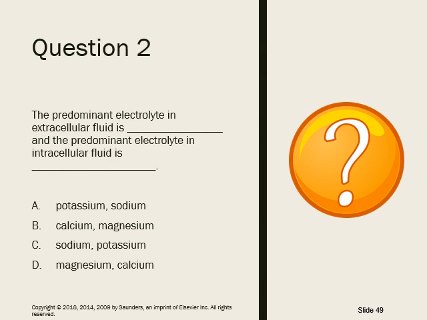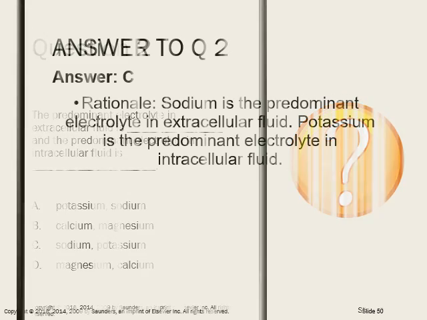Question 2. Which is the predominant electrolyte found in extracellular fluid? And which is the predominant electrolyte in intracellular fluid? Is it A, potassium and sodium? Is it B, calcium and magnesium? Is it C, sodium and potassium? Or is it D, magnesium and calcium? Let's see what you have for a response here.